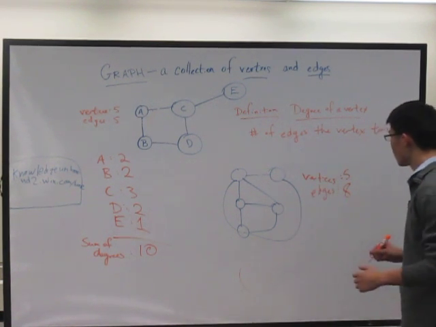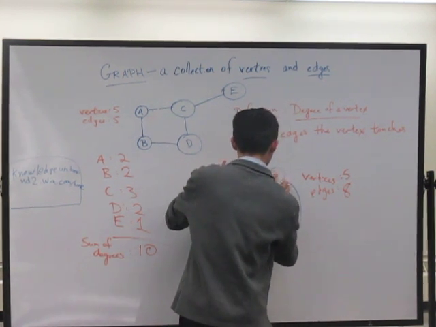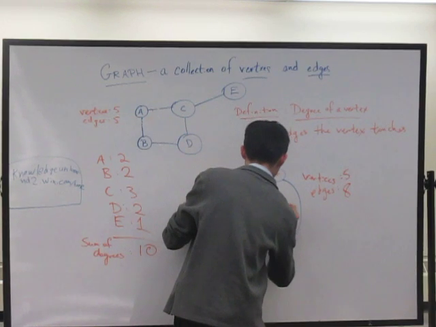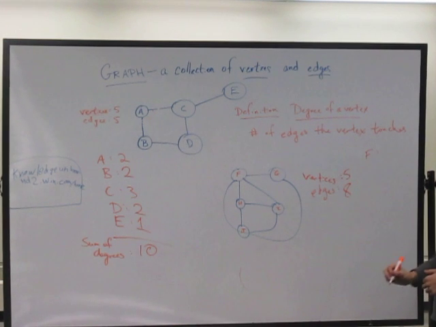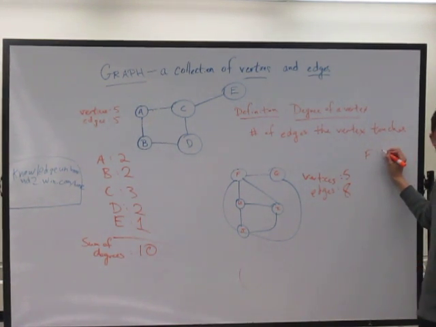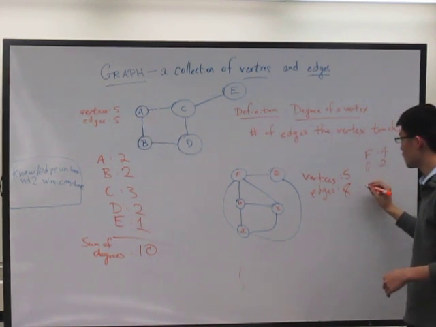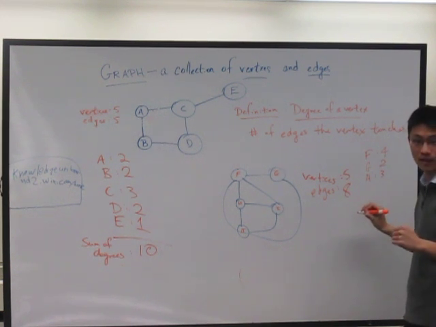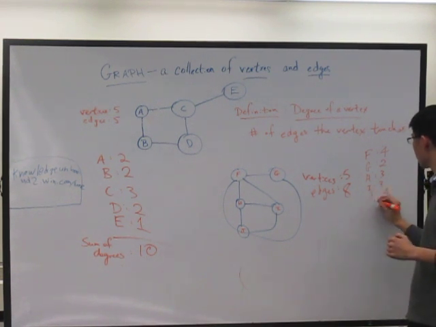Okay, now let's do the whole sum thing again. Just to not be confusing, we'll call these different things. So let's call them F, G, H, I, J. Okay, so F, what's the degree of F? Shout out. 4. G. 2. H. 3. I. 3. J. 4. If we add these up, what do we get?